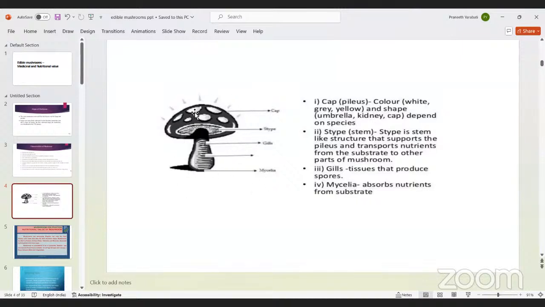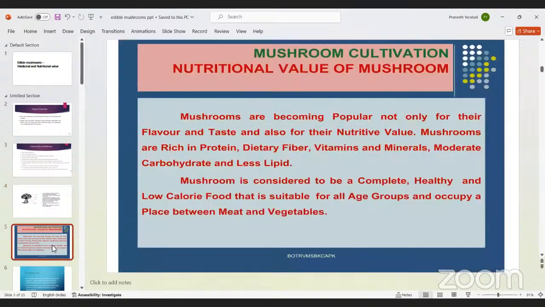It contains an upper cap-like structure, or pileus, followed by the stipe, a stem-like structure that mainly helps in the transport of nutrients from the lower part to the upper part. Next, the gills, whose main function is to produce the spores, and then the mycelium, which absorbs the nutrients from the substrate. These are the basic parts of the mushroom. Next is the nutritional value of mushroom.